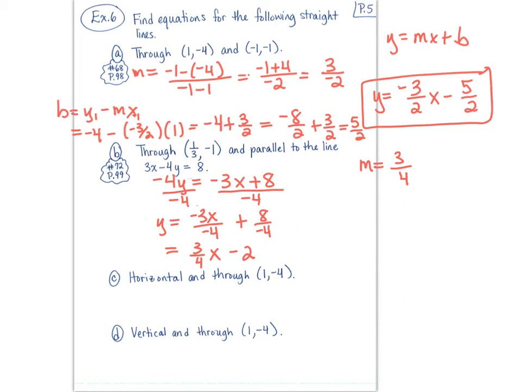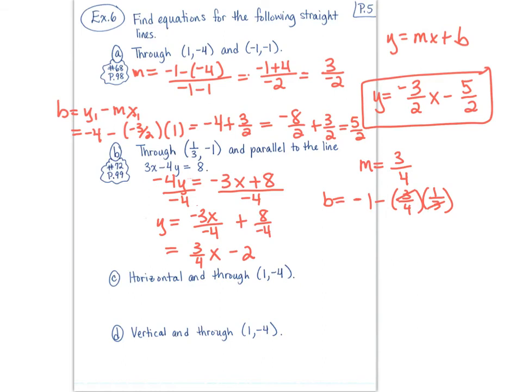You plug in the information, solve for b. So you find b the same way you did in A? Yes. Okay, good. So you'll have b is equal to negative 1, because that's your y1, minus your slope, which is 3/4, times your x value, which is what? 1/3. Notice that your 3's cancel out there.